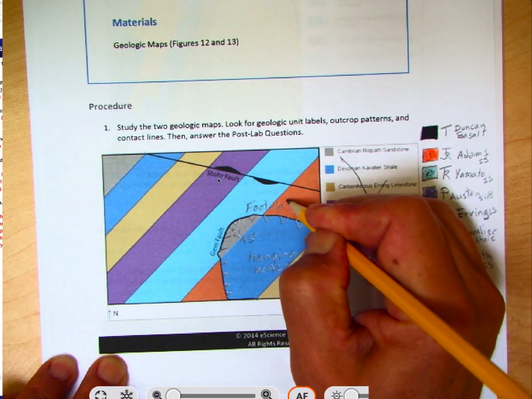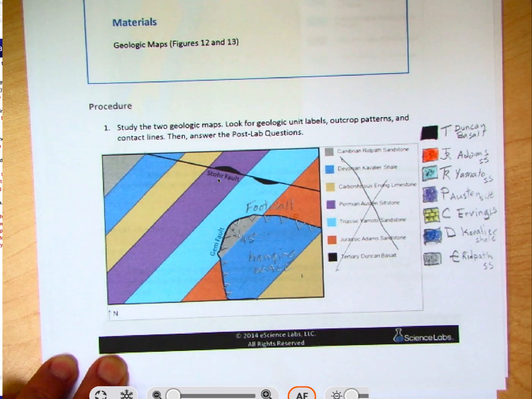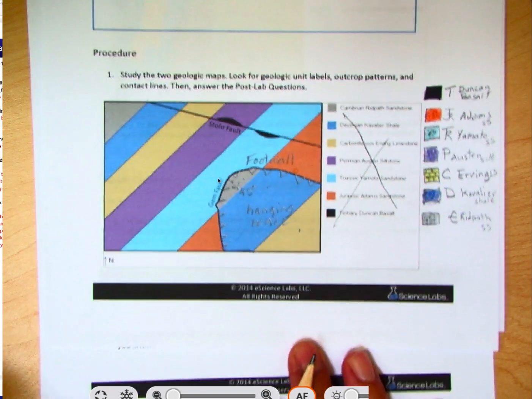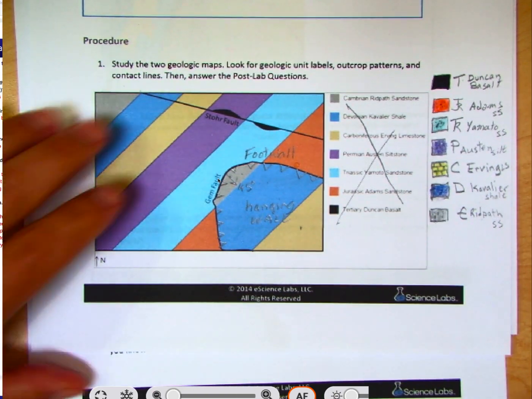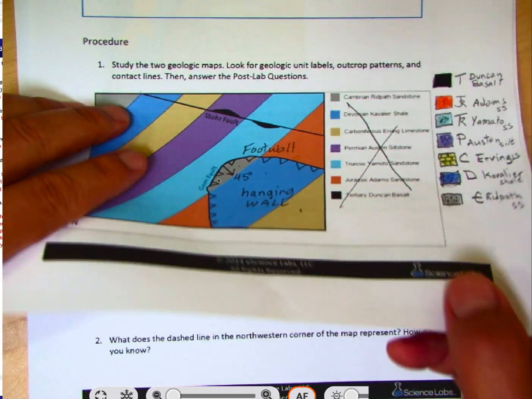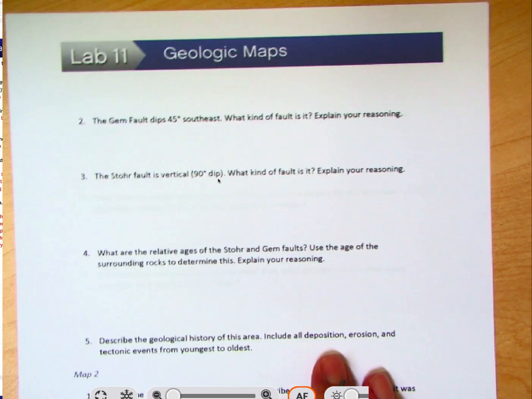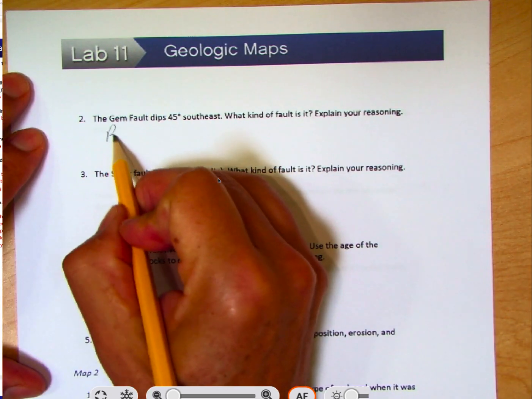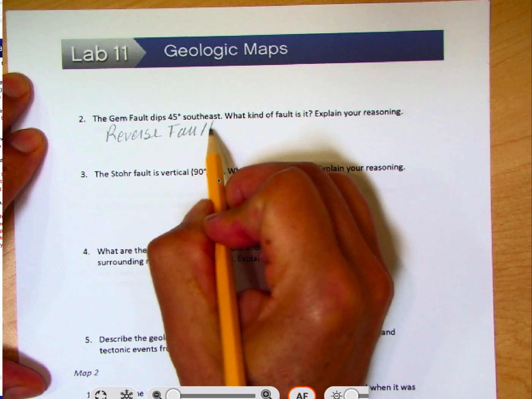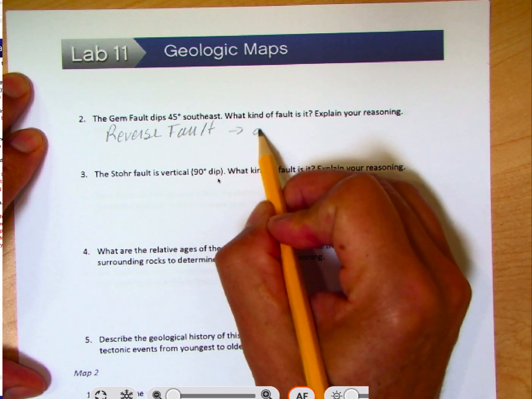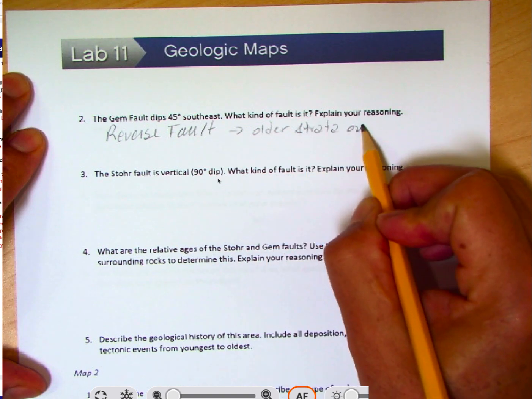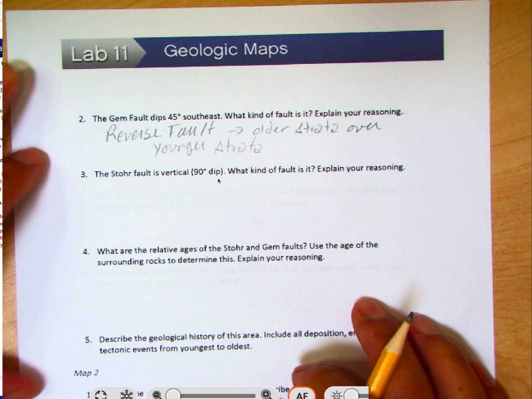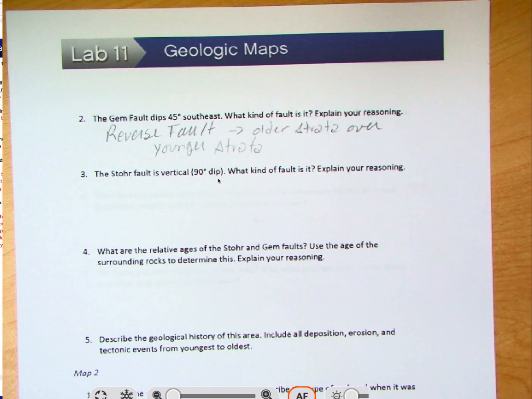So we're taking older rock and placing it on top of younger rock. Older rock on top of younger rock. So hanging wall block, footwall. So we want to say this is a reverse fault. So the answer to the question up here would be we have a reverse fault. We want to say something to the effect that it's older strata over younger strata.